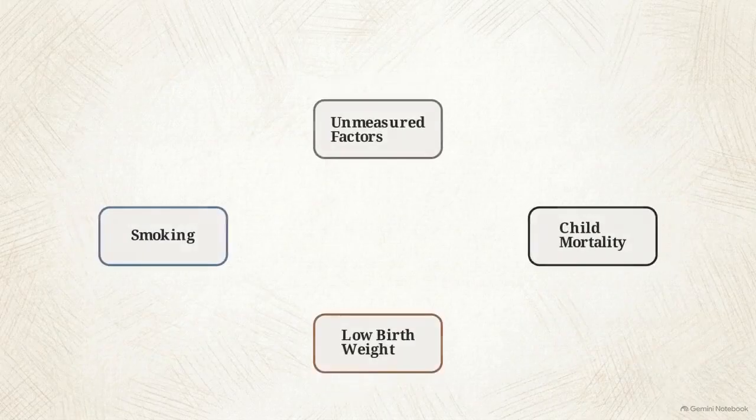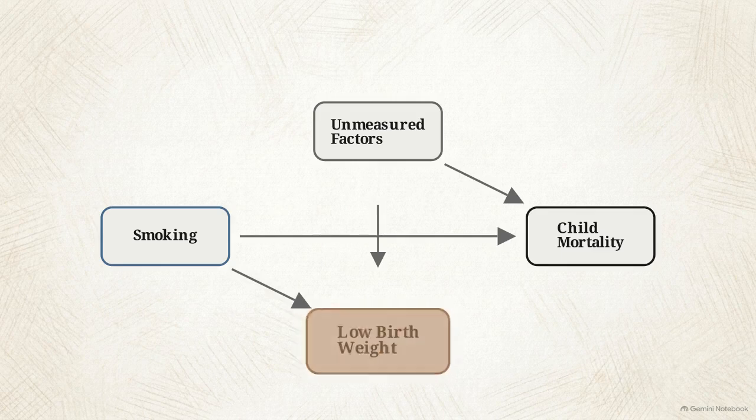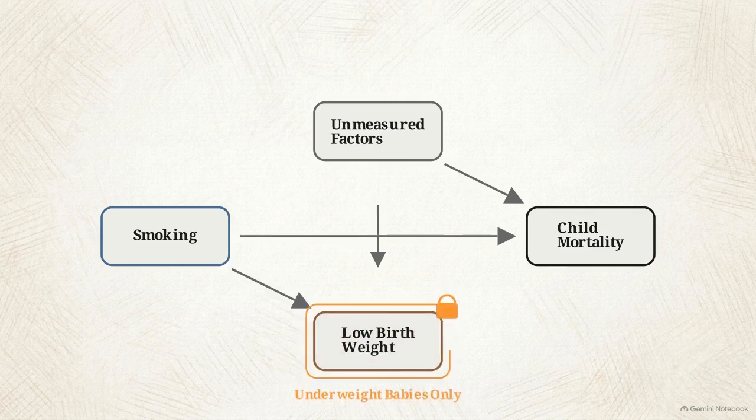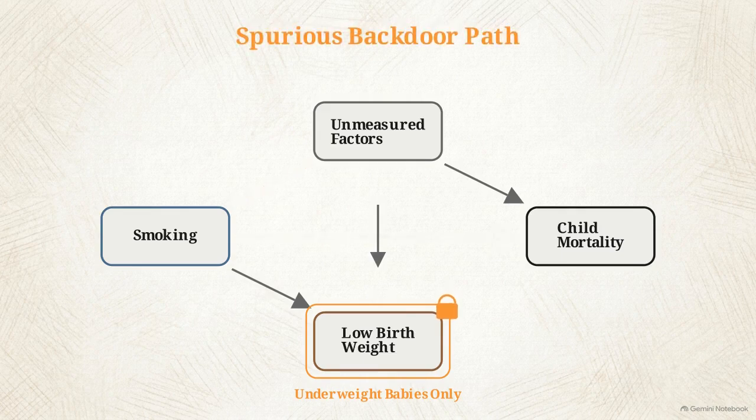Controlling that collider created a fatal illusion. Researchers artificially restricted their analysis to only look at underweight babies. This forced conditional dependence, accidentally opening a spurious, non-causal backdoor path, flowing from smoking, through birth weight, up to unmeasured factors, and down into mortality.